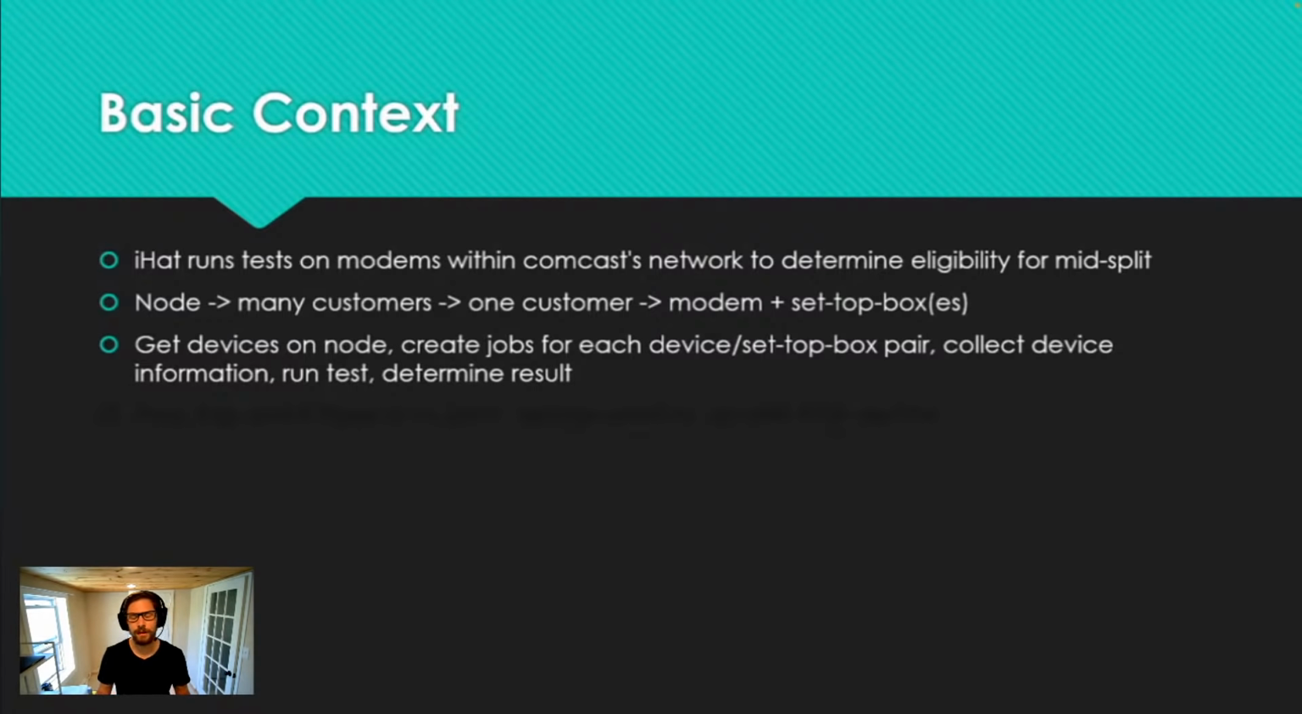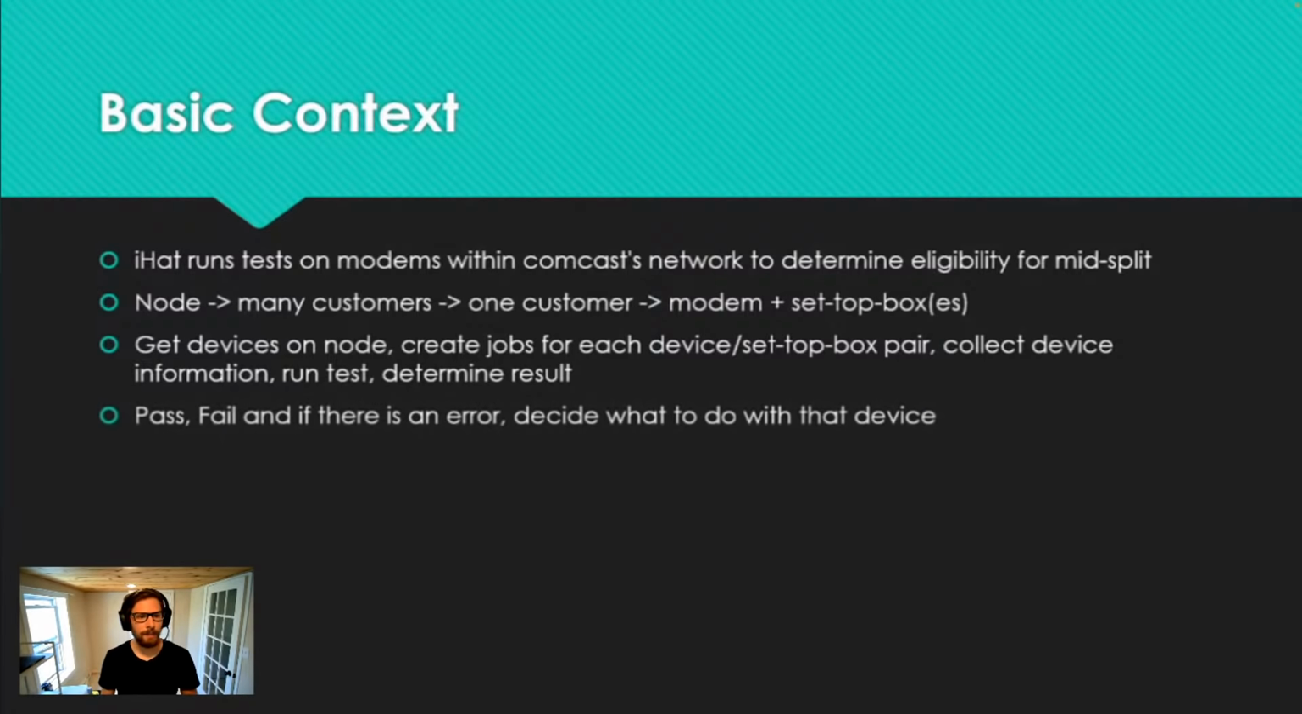This requires a lot of external resources, so the retries and error handling within step functions is really handy for this. And then at the end, we determine pass, fail, and if there's an error, what to do with that device. Do we try to run the test later, see if that works then? Do we just put it in something called the penalty box to make sure it doesn't get run because we don't think it'll be compatible with mid-split? That's kind of the basic context. It's a lot more complicated than this, but this is the simple view.